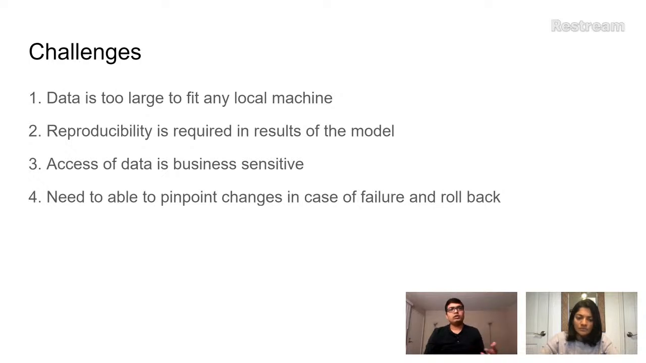So at this point in time, we would need to be able to understand what was the change in the model, why did the model fail, and we should be able to roll back to a previous version of the model, because the previous version was working, so we need to be able to go back to the previous version.